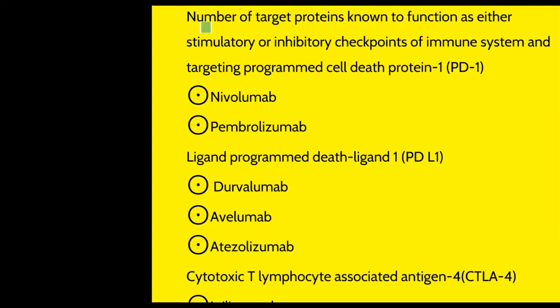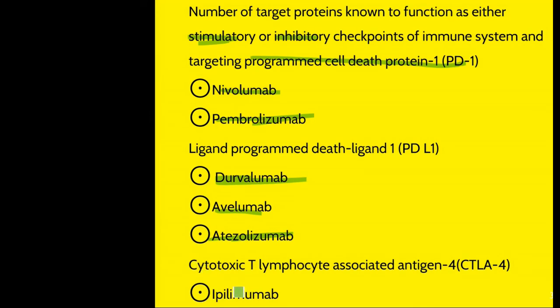So other applications, if you see, are a number of target proteins known to function as stimulatory or inhibitory checkpoints of the immune system, such as targeting the programmed cell death protein 1. For this type of programmed cell death PD1, nivolumab and pembrolizumab are used. For the programmed death ligand, the following MABs are used: durvalumab, avelumab and atezolizumab. Next, for cytotoxic T lymphocyte associated antigen, ipilimumab is used.